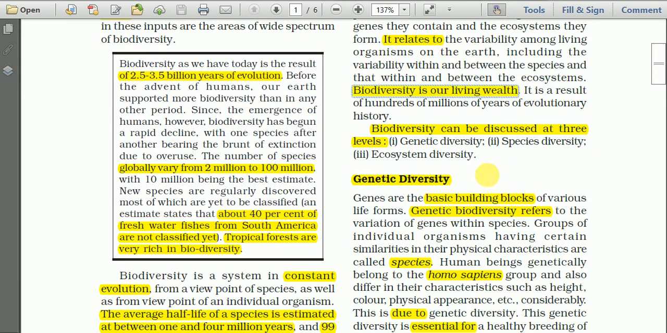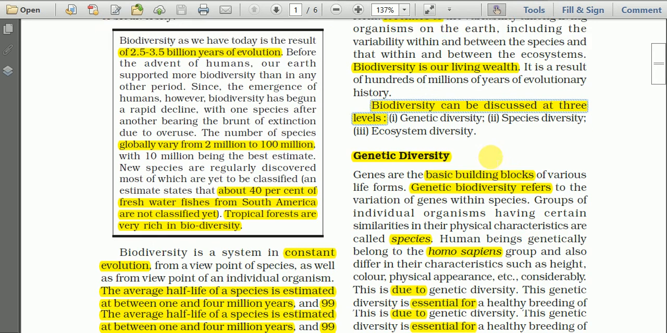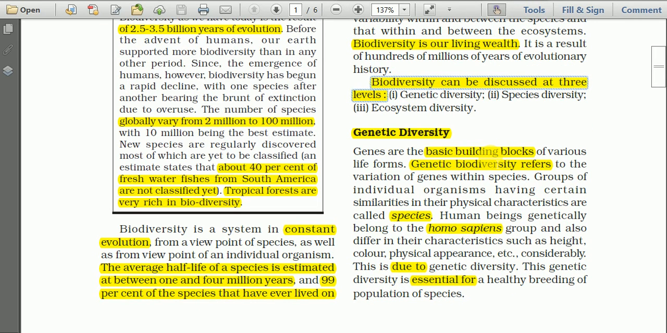So let us proceed. Biodiversity can be discussed at 3 levels: genetic diversity, species diversity, and ecosystem diversity. That means biodiversity can be measured in 3 ways: genetic, species, and ecosystem. So the first one is genetic diversity.